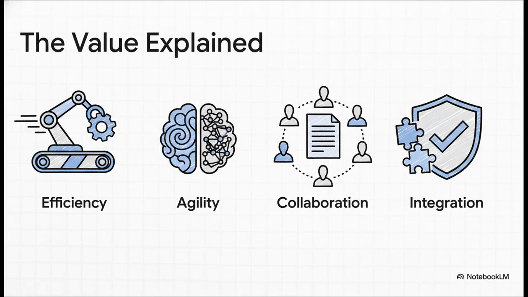Efficiency, that comes from all the automation we talked about. Agility, that's from combining GIS with machine learning in one spot, which gets you to insights faster. Collaboration gets a huge boost from shared, repeatable work. And this is a big one. Integration means it aligns with your existing IT security and governance, so it's enterprise-ready from day one.